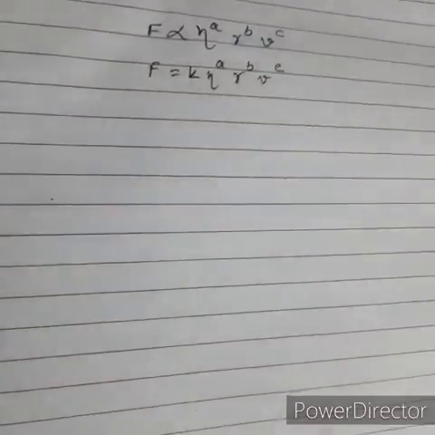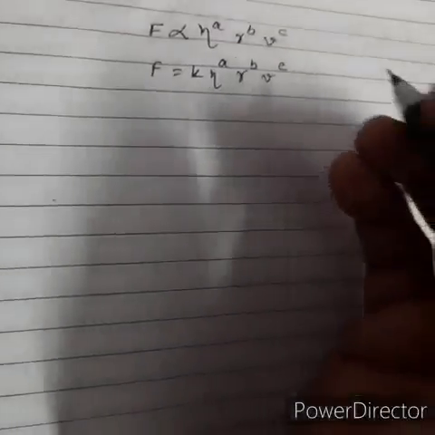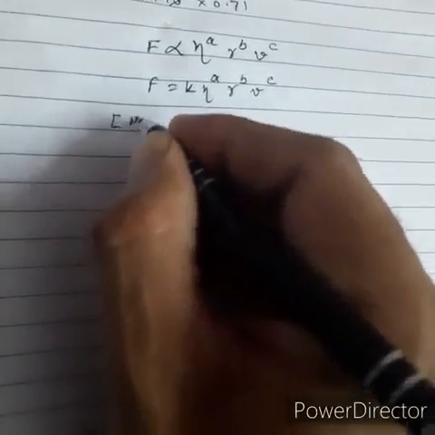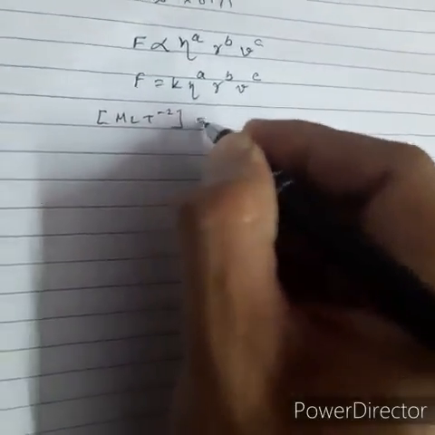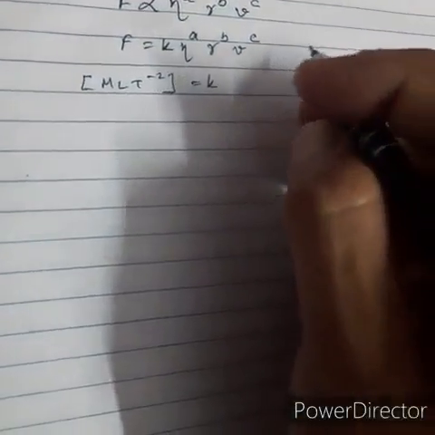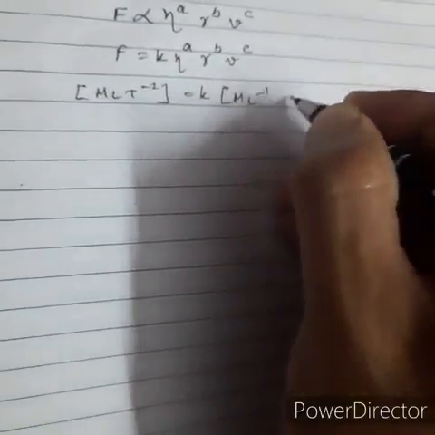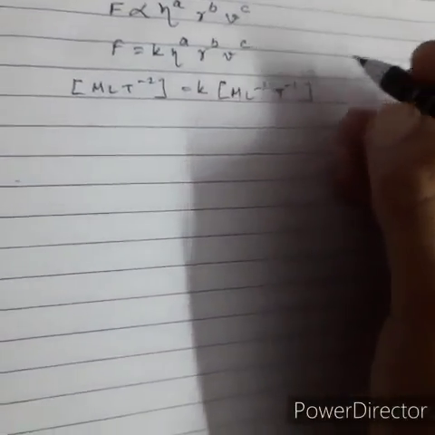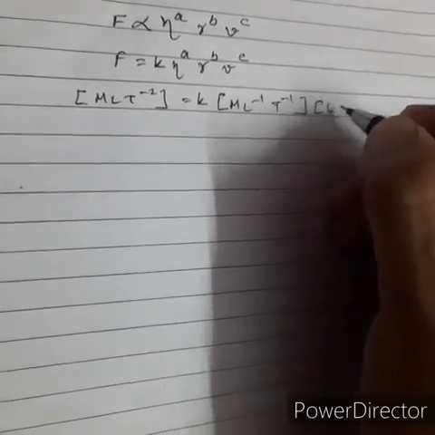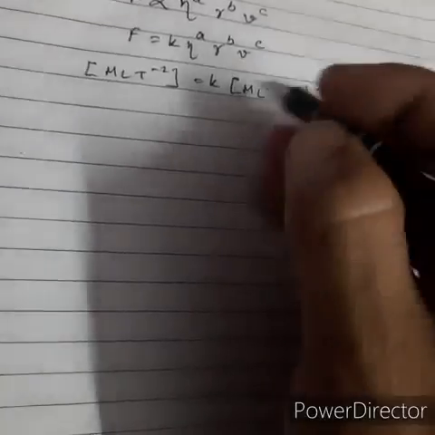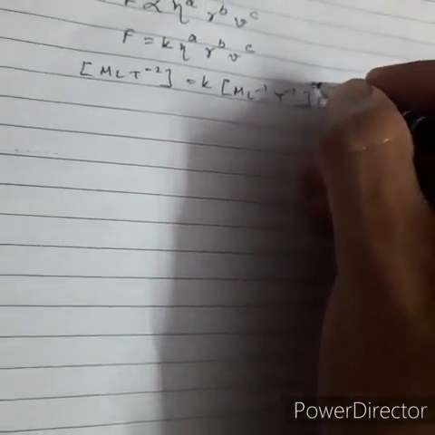Now I am substituting the dimensional values of all of these. F is a force, so its dimension is MLT^-2, and K is a constant here. Eta has dimension ML^-1 T^-1. R is a radius, so its dimension is L, and V is the velocity, so its dimension is LT^-1. The powers A, B and C are given, so put A, B and C here.